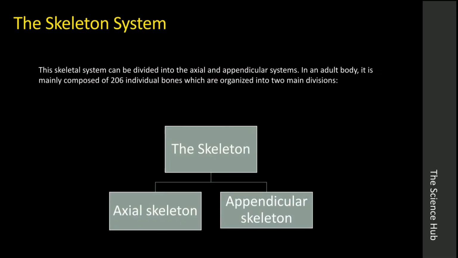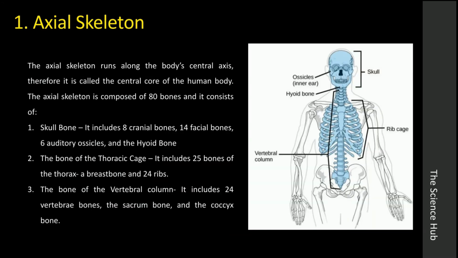This skeleton system is divided into the axial and the appendicular systems. In an adult body, it is mainly composed of 206 individual bones which are organized into two main divisions, that is the axial skeleton and the appendicular skeleton. Axial skeleton: the axial skeleton runs along the body's central axis, therefore it is also called the central core of the human body.